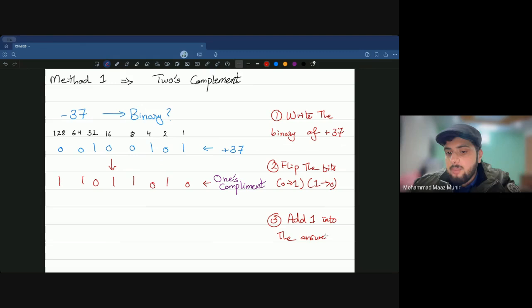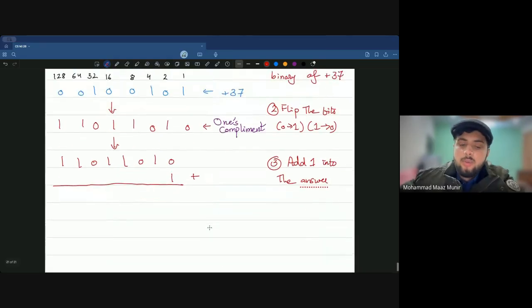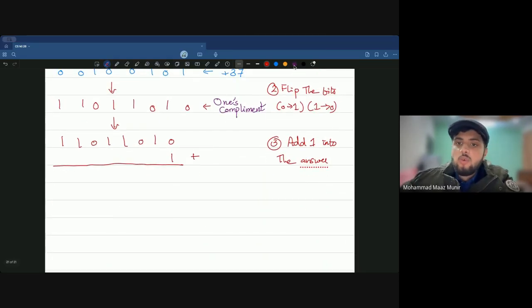Whatever binary I had up here, now I'm going to be adding plus one into it. So 1 1 0 1 1 0 1 0, and I'm going to be adding one into it, and that will get me my final answer. What's going to be the final answer? I'm going to be using the same rules which I studied earlier on. 0 plus 1 is what?